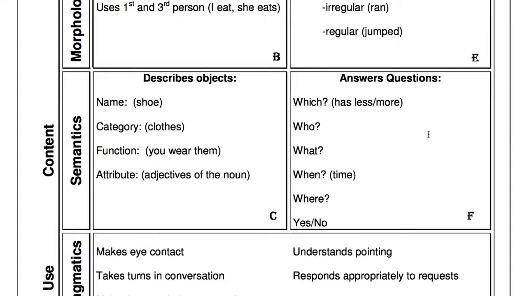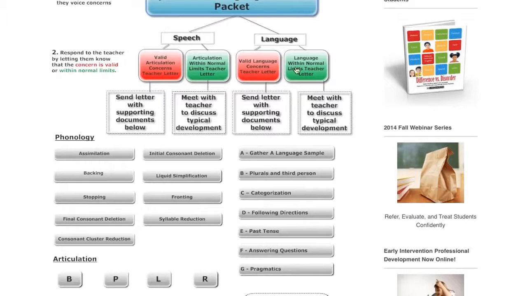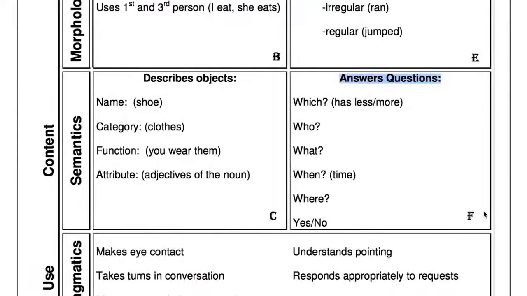Let's say the teacher says that the child can't answer WH questions. We're going to come back out to the referral map. We've got the green and the red letters for the language side also. And let's click on the WH question. Notice that there's letters A, B, C through G on here. These letters correspond with the boxes on the language sheet.